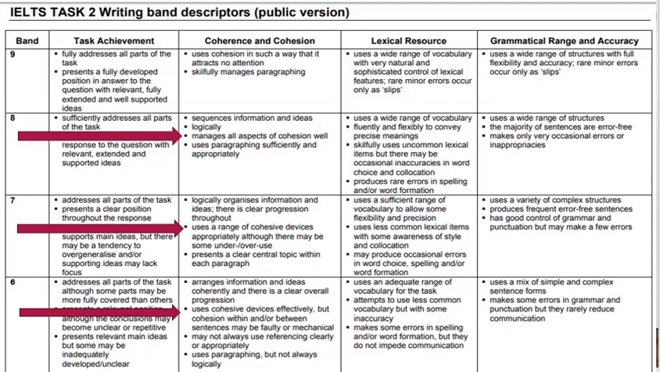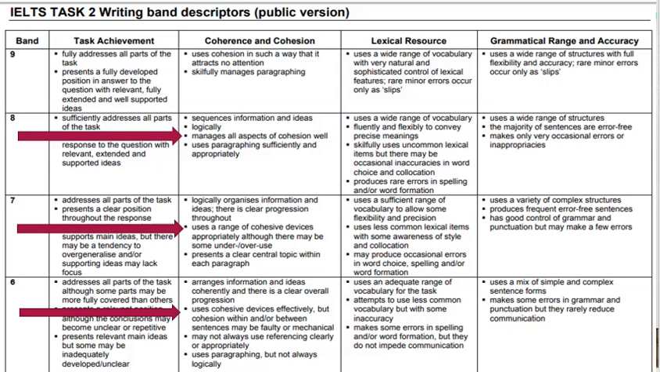As you can see, from band 6 to band 8, one of the factors that gives you a score of band 6 is: uses cohesive devices effectively, but cohesion within and or between sentences may be faulty. So you may use cohesive devices, but if you are not using them appropriately and effectively, then there is always a chance that your score might drop down to a 6.